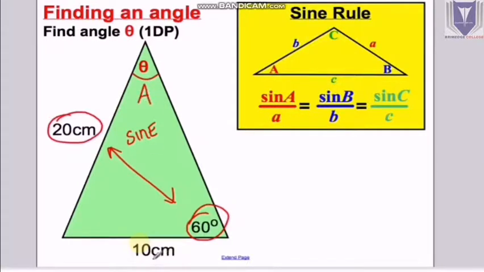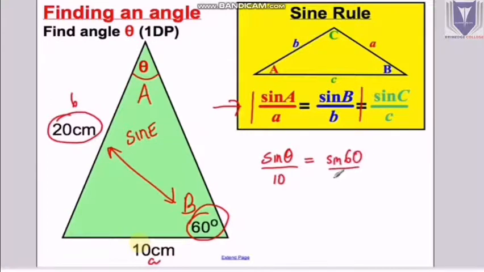To save ourselves the stress of inverting the equation, you can simply use sine A over A and sine B over B. In a similar way, we don't have any business with the third angle C. So that will be sine theta over 10 equal to sine 60 over 20. Sine theta from here would be equal to 10 times sine 60 divided by 20. If you punch your calculator for this, sine 60 is 0.866 as usual, times 10 is 8.66. When divided by 20, you have 0.433.